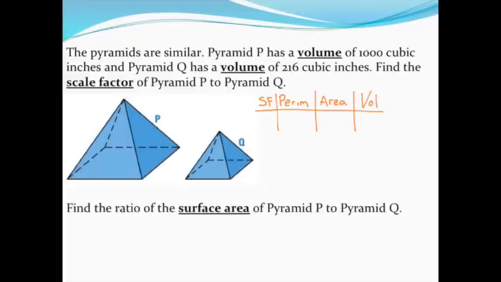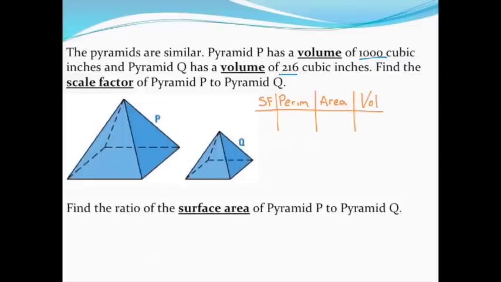So the first thing I'll need to do then is figure out what I know about both pyramids, whether it's a side length, a perimeter, surface area or volume. There's something I should know about both of them. And reading the problem, I can see that I have given to me volumes of both of the pyramids, the big one and the small one. And so I'm going to use that to begin my chart.